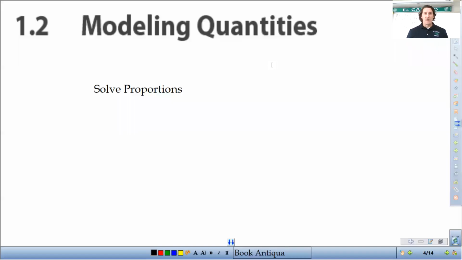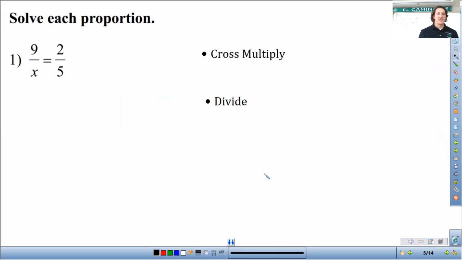All right, IM1 classes. We are talking about modeling quantities today. Really, what we're doing is solving proportions. A proportion is just when you set two ratios equal to each other, and a ratio is just a fraction. So all we're doing is setting two fractions equal to each other, and we're going to solve for an unknown variable. So here's an example of a proportion.